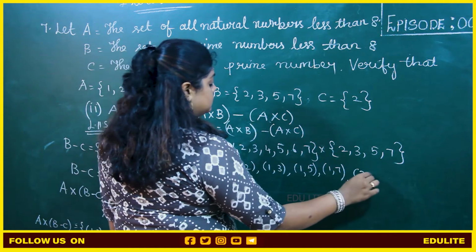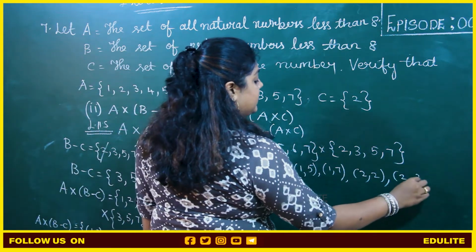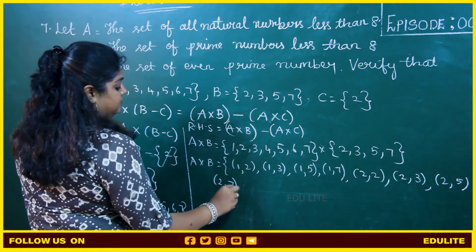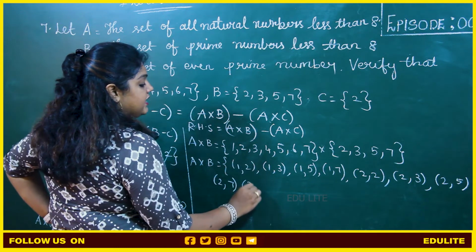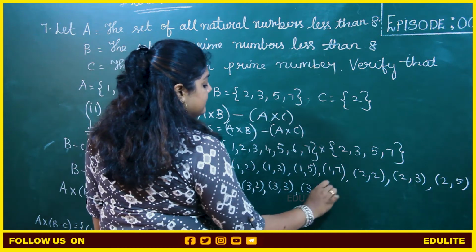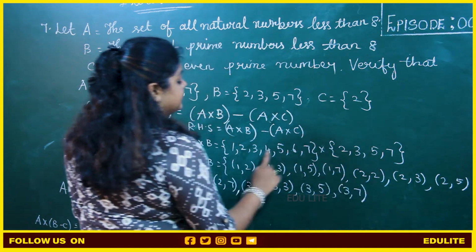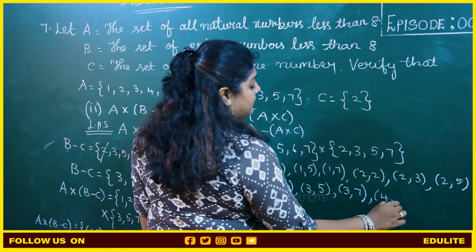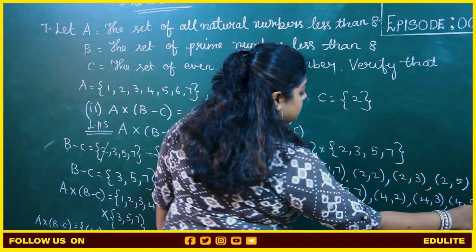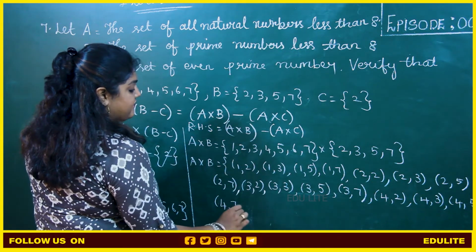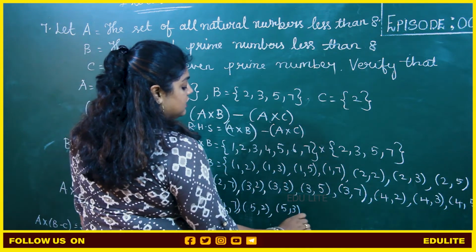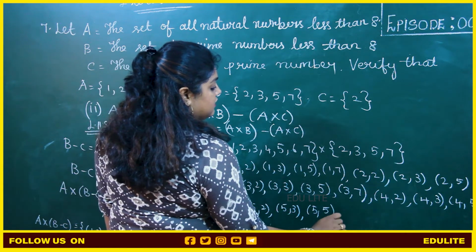Do it for 2: (2,2), (2,3), (2,5), (2,7). Next with the 3: (3,2), (3,3), (3,5), (3,7). Next pair it with 4: (4,2), (4,3), (4,5), (4,7). Next 5: (5,2), (5,3), (5,5), (5,7).